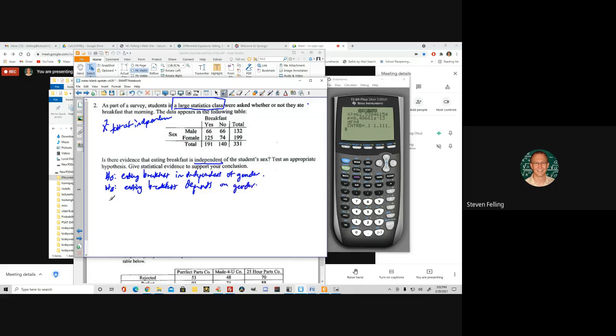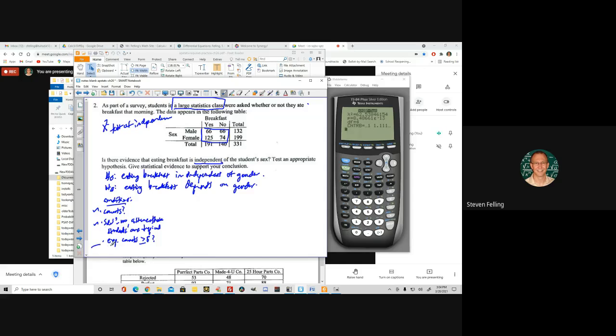Okay. We have to check conditions. So the conditions are that we have counts, which we do. This is the data right here. We need an SRS. As part of a survey, students in a large statistics class, it didn't really say. We don't have an SRS here, but we can assume these students are typical of all students. So we could generalize this result, at least maybe to the students in this university. And then the last one is expected counts are at least 5. Now, we have to wait till we run the test to look at matrix B to see if that's true. So we're going to wait and fill that in later.